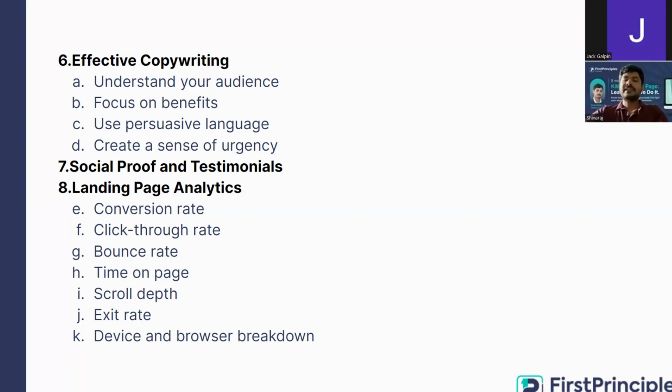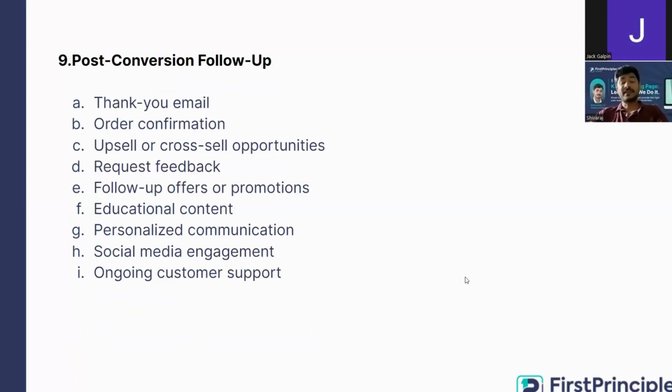So moving on to the last and ninth point, which is the post-conversion follow-up, which is very important, and which most people forget. Post-conversion follow-up refers to an action taken after the visitor has completed the desired action on your landing page, right? Such as making a purchase, filling out a form, or any kind of desired action that you've given through a CTA, right? It aims to restore the relationship between the customer or viewer and the landing page. It encourages further engagement and maximizes the value of the conversion.